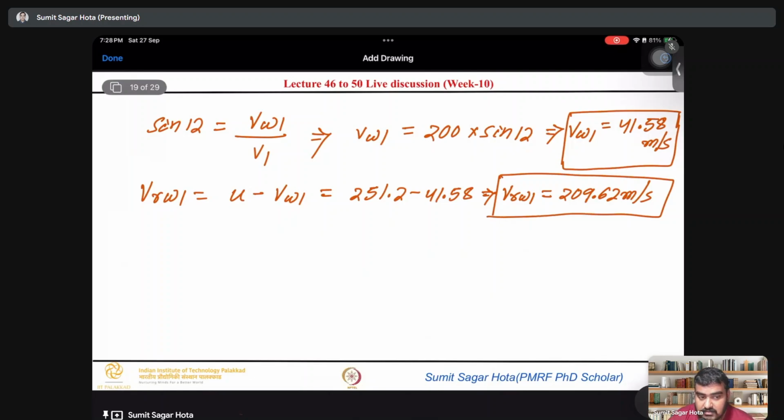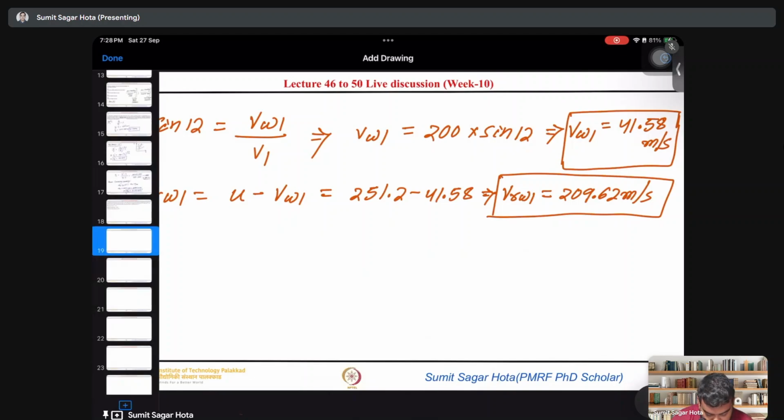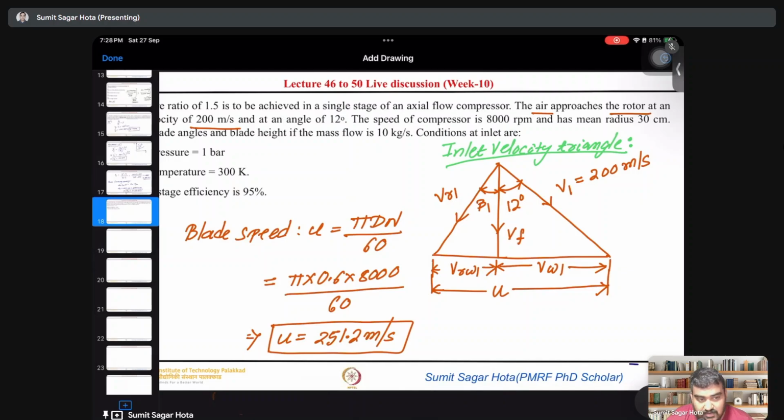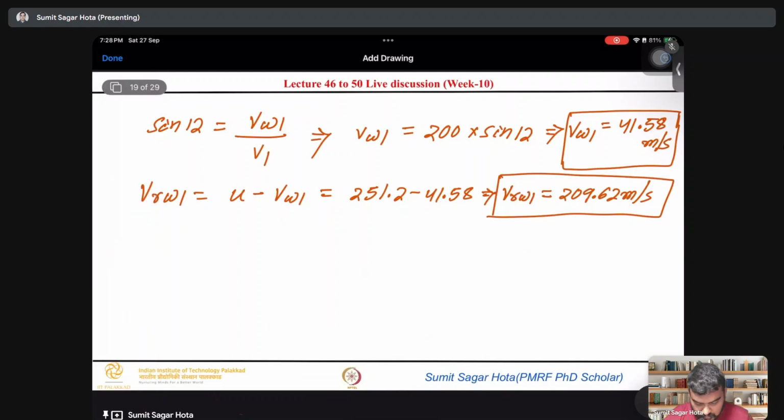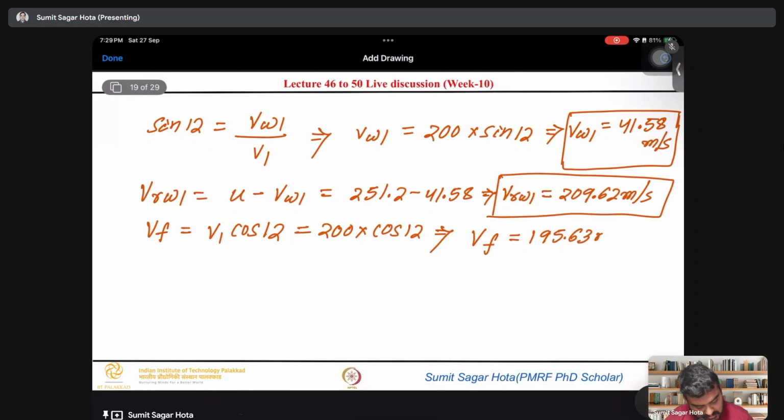So let's find out the VF. VF we can find out from cos 12. VF is equal to V1 into cos 12, because cos 12 is equal to VF by V1. So VF is equal to 200 into cos 12, which is 195.63 meter per second.